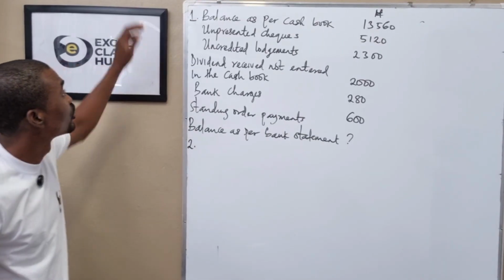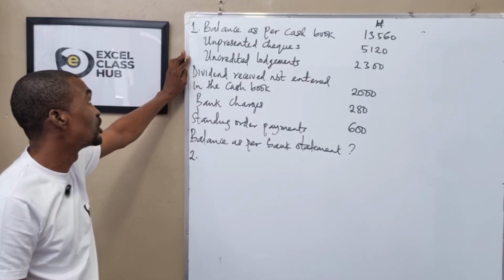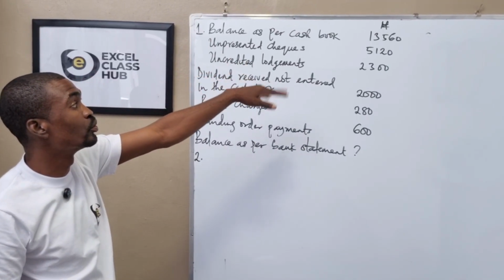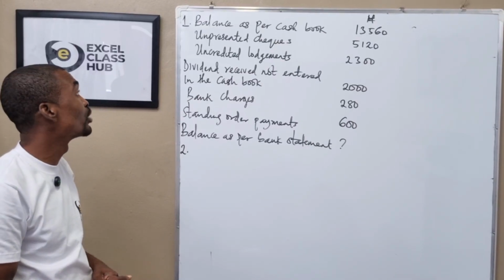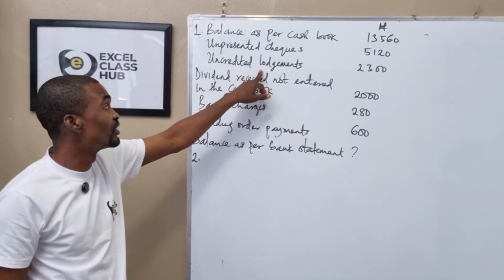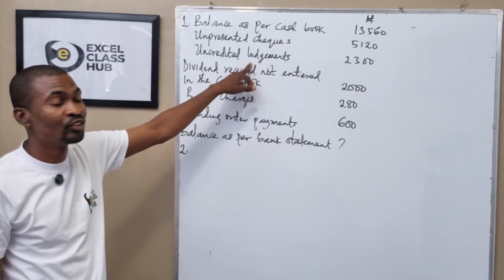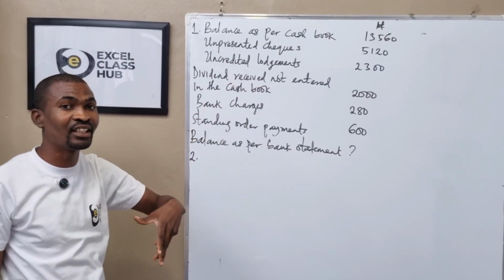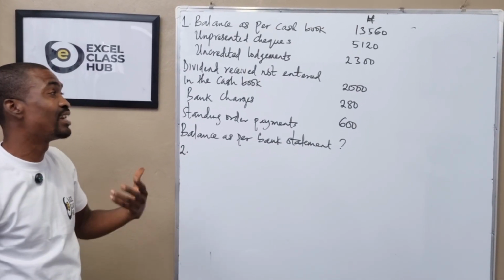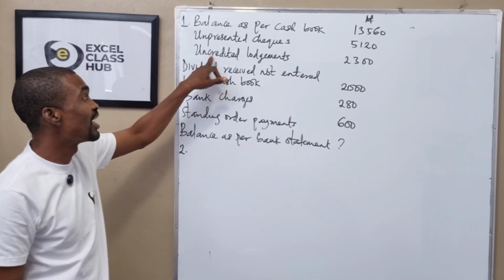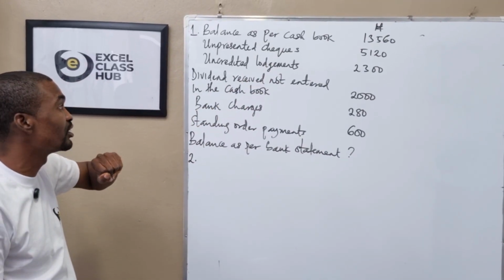All right, so we are going to be solving the first question under bank reconciliation. We have balance as per cash book 13,560, unpresented check 5,120, uncredited lodgements. Uncredited lodgement is also known as what? Uncredited check. While I was explaining uncredited check, I said there are checks lodged for payments, but the account of the customer is yet to be credited. So that's why you see it as uncredited lodgement. So it's the same thing as uncredited check. And that's 2,300.